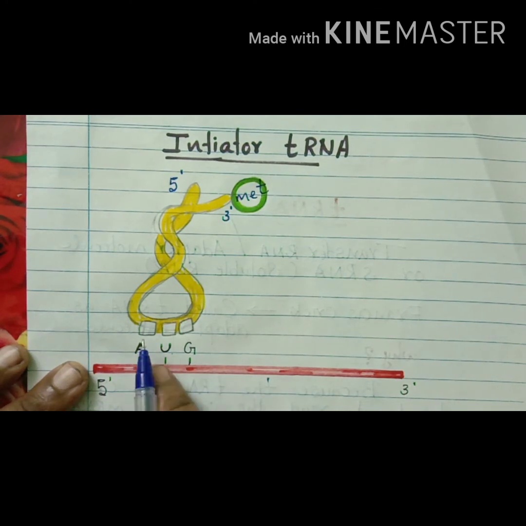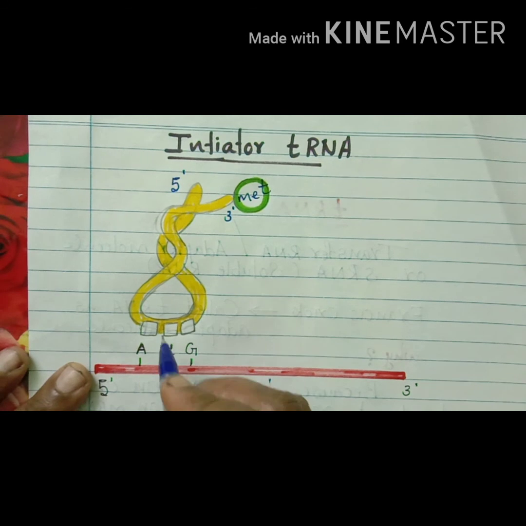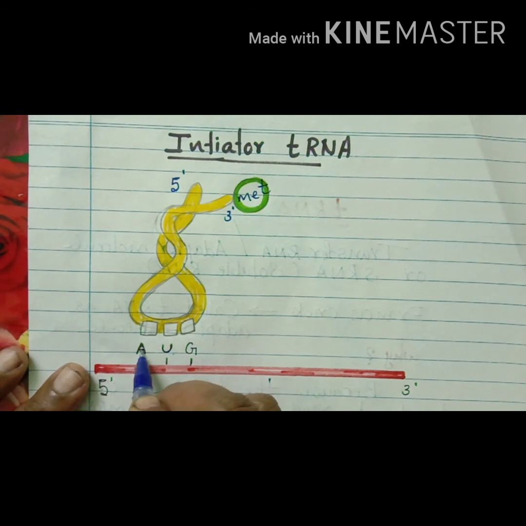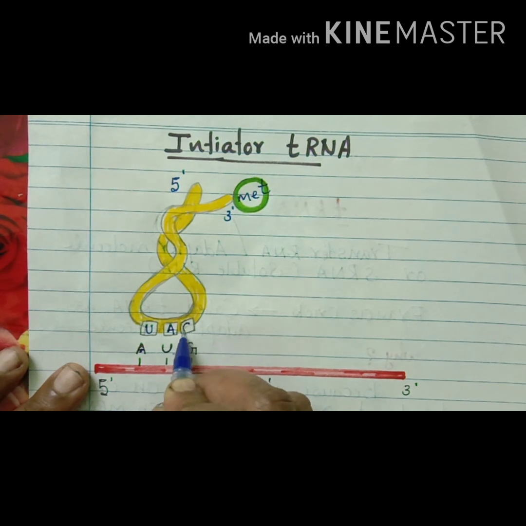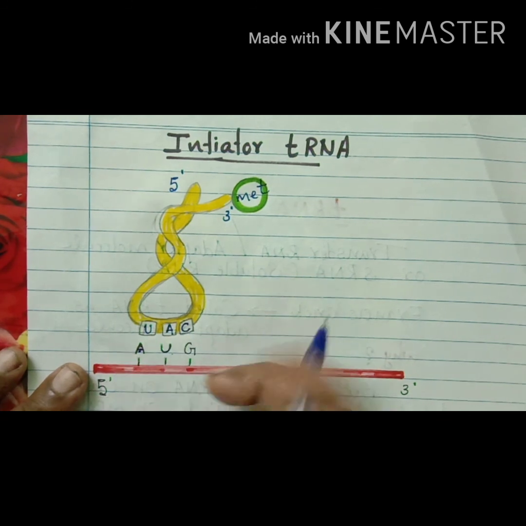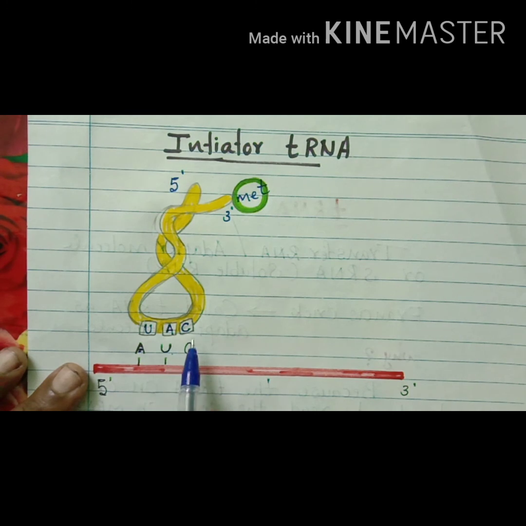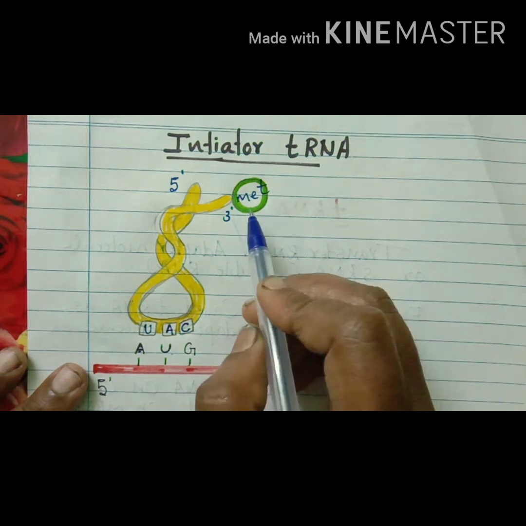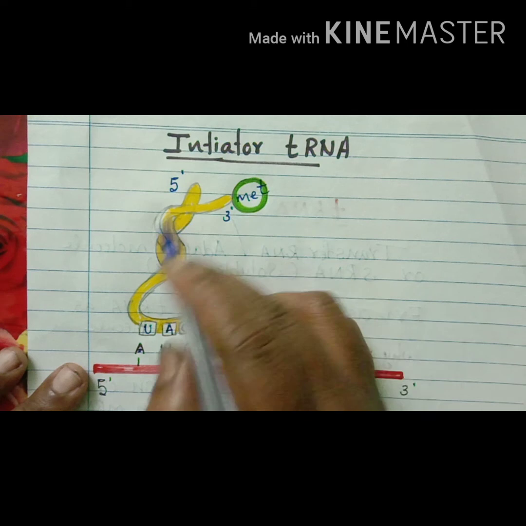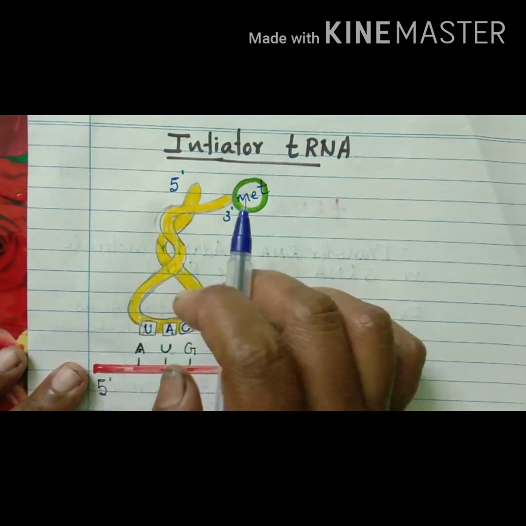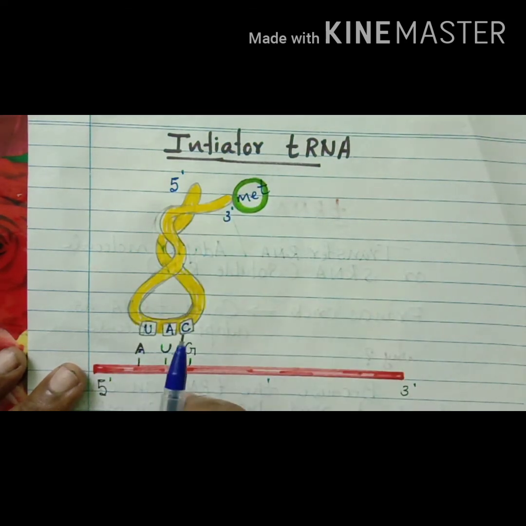AUG is the codon. So on the anticodon site of tRNA, what will be the nitrogen bases complementary to it? Complementary to A, here we can see U. Here it is U, so here we can see A, and for G, this will be C. So the anticodon site is UAC, and the amino acid is methionine. In this way we can differentiate the initiator tRNA. So this is the structure of initiator tRNA.